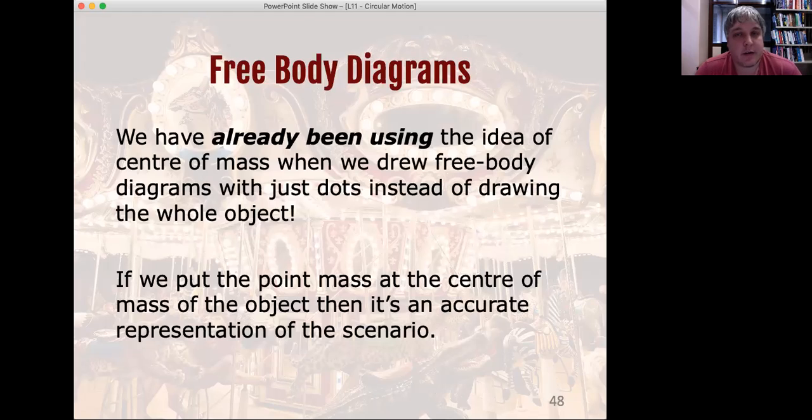In free body diagrams, when we represent objects as just dots, that's kind of what we've been doing. We've been putting a dot to represent the object, and that dot is essentially the center of mass of the object. When we draw a dot, we're not calling it the center of mass, but that's effectively what we are describing.